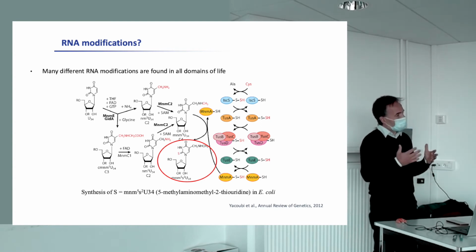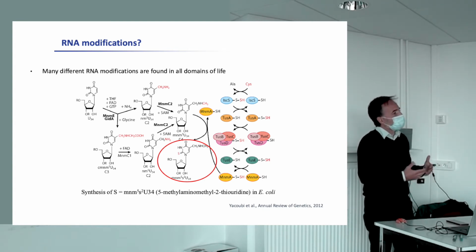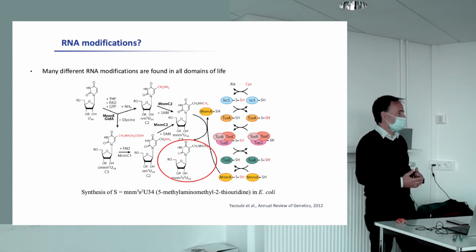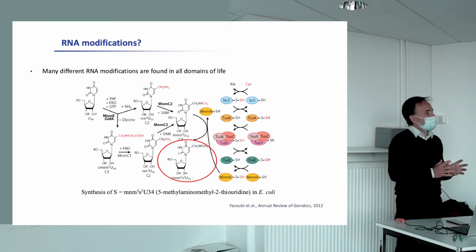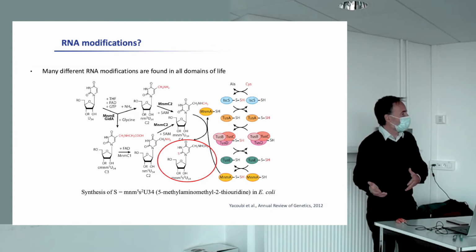So there is a direct connection between the metabolic state of a cell, of a bacterial cell, and the ability to modify efficiently a specific nucleotide. So this is already telling you that modifications are interesting as a regulatory hub, because they link directly a specific metabolic state with the function of the modification.